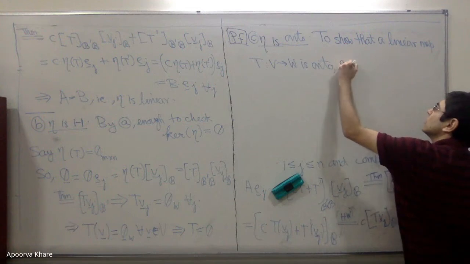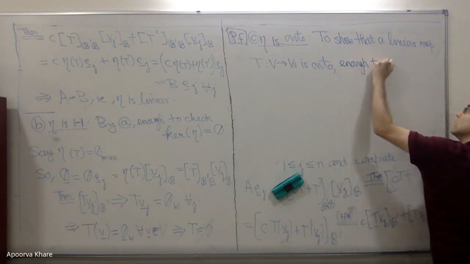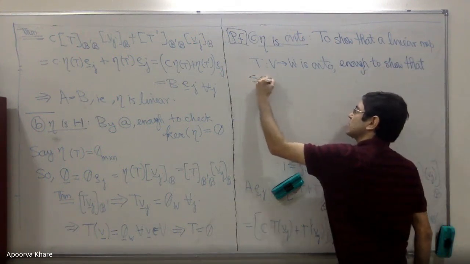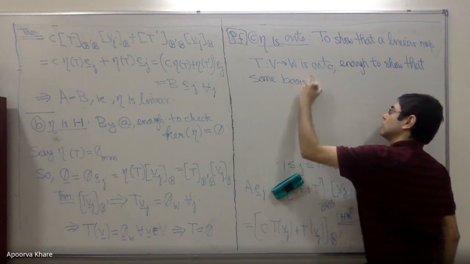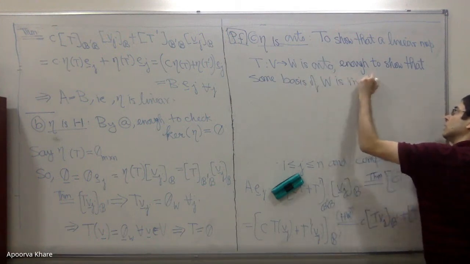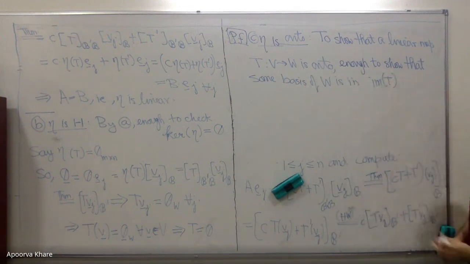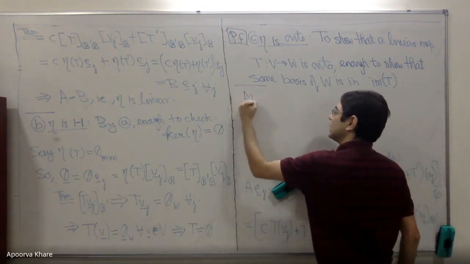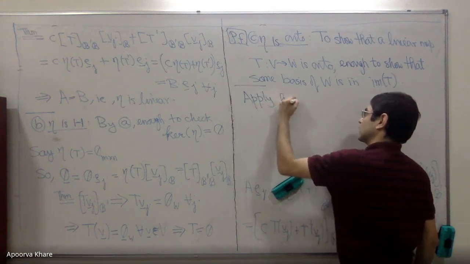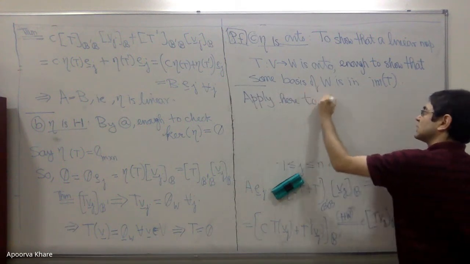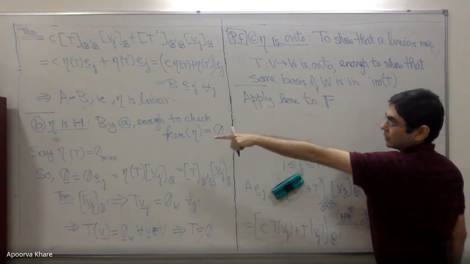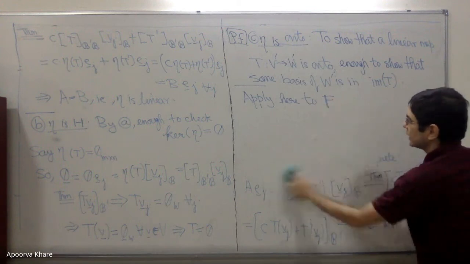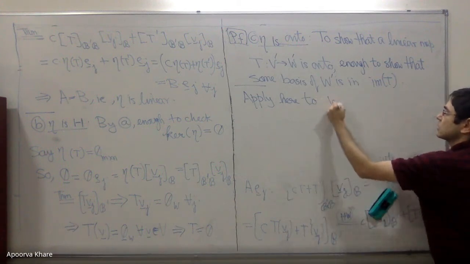It's enough to show that some basis of W is in the image of T. Okay? And this is the principle we are going to apply here to, what is W now? It's not the W and V from the theorem, let's call it V prime and W prime. That makes it easier. And I'll apply this to W prime equals the vector space of matrices.